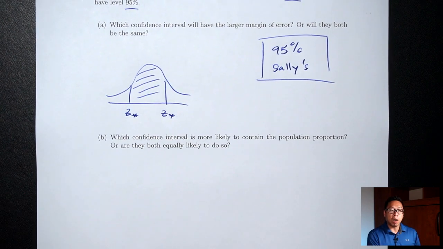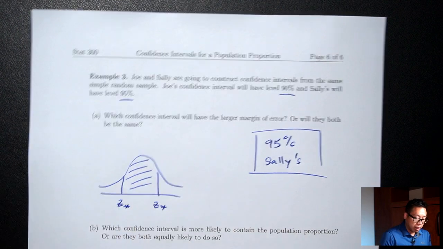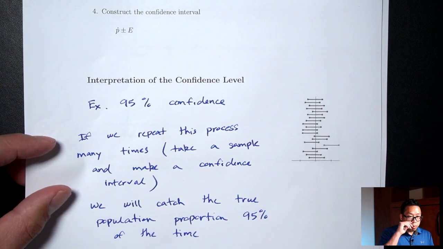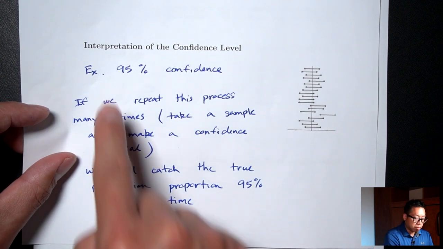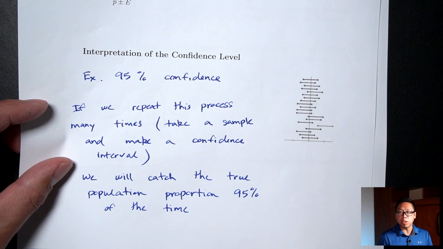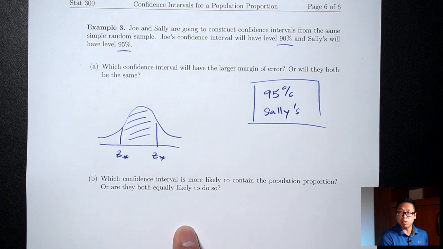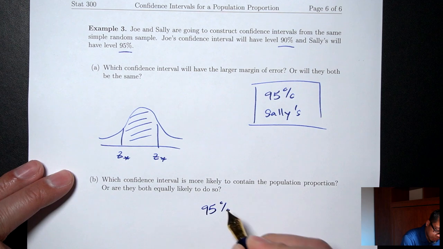Part B, which confidence interval is more likely to contain the population proportion, or are they both equally likely to do so? In other words, which confidence level, 90% or 95%, is more likely to catch the true population proportion? Let's go back to when we talked about the interpretation of the confidence level. We said that 95% confidence means that we will catch the true population proportion 95% of the time. So the confidence level is how likely you are to catch the true population proportion. The larger confidence level will be more likely to catch it. So we want the larger confidence level, which will be 95%, which is also Sally's.